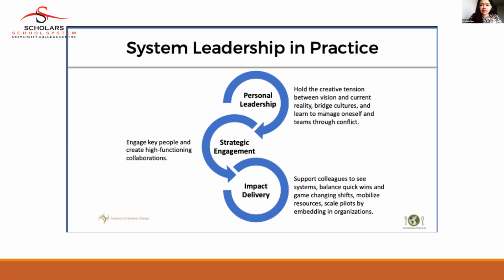They follow a strategic engagement. They engage key people and create high-functioning collaborations. They have more focus on the impact on delivery. They support colleagues to see systems, balancing quick wins and game-changing shifts. Okay, so they focus on how the system tells them to lead. All right, and accordingly they lead their subordinates or employees.